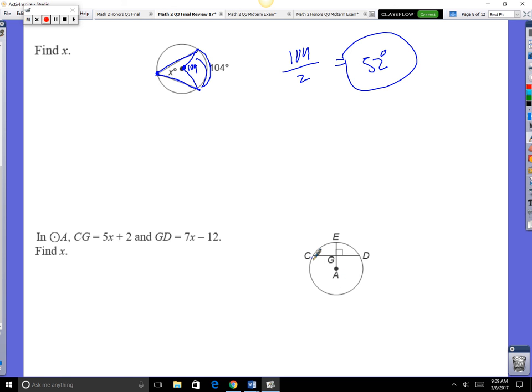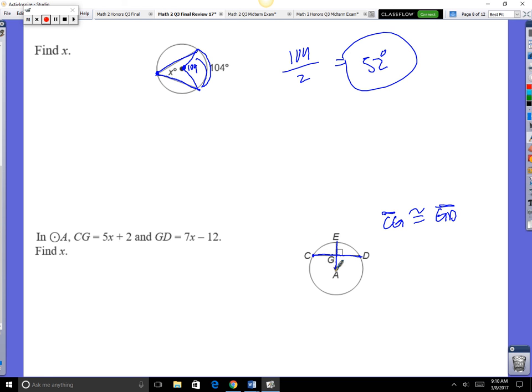Okay, look at this picture. So chord CD is intersected by radius AE, and your radius is going to intersect it at 90. So that means it's cutting it in half. So that means segment CG and segment GD are the same.